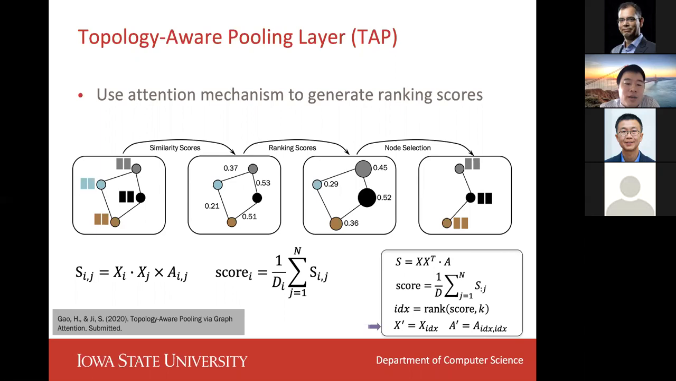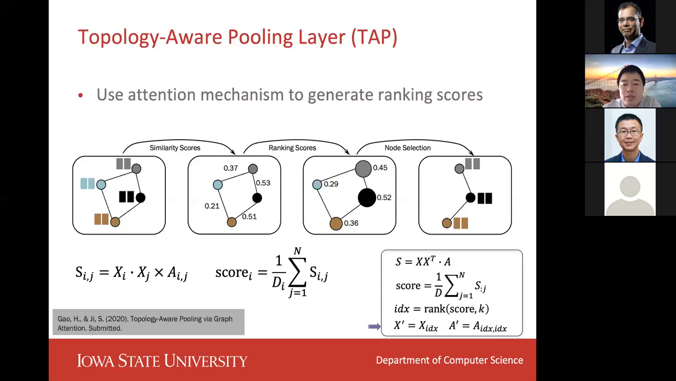And now each node has its ranking score. Based on the ranking score, we select the top k nodes and the new graph is generated by extracting the new feature matrix and the new adjacency matrix. So in this way, we can see the ranking scores now contain the graph structure information, and this can address the limitation in the graph pooling layer.